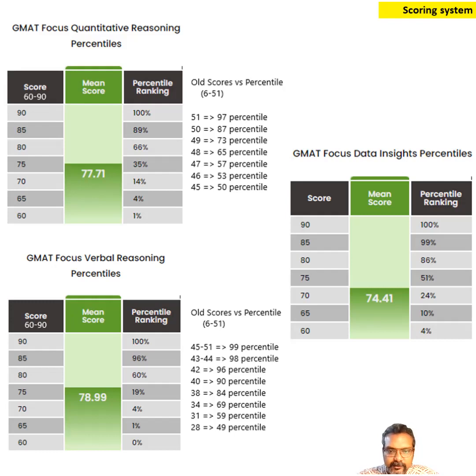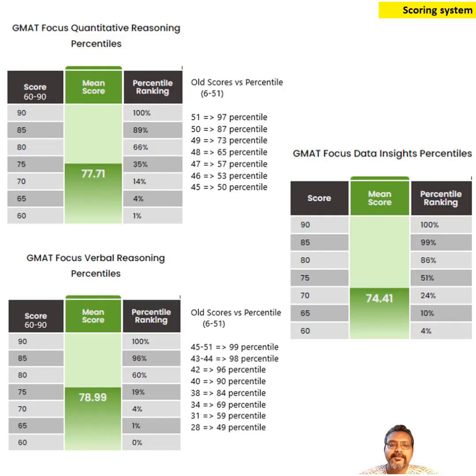If you look at the verbal section, 100 percentile comes at 90. Earlier, from 45 to 51, that entire range of scores was at 99 percentile. 43 and 44 were at 98 percentile. Here, 96 percentile is at 85 marks in the Focus Edition format. If you go a bit down, you can see that around 60 percentile is at 80. Here, around 59 percentile is at 31, right? So this is the equivalence.